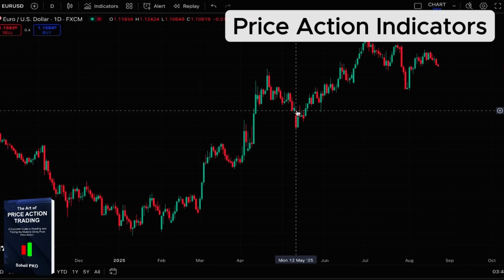Alright, the next category, price action indicators. These indicators can help us with price action trading. In other words, the concepts related to price action analysis. They cannot completely replace the price action trading method, but they are a great help, especially for beginners.